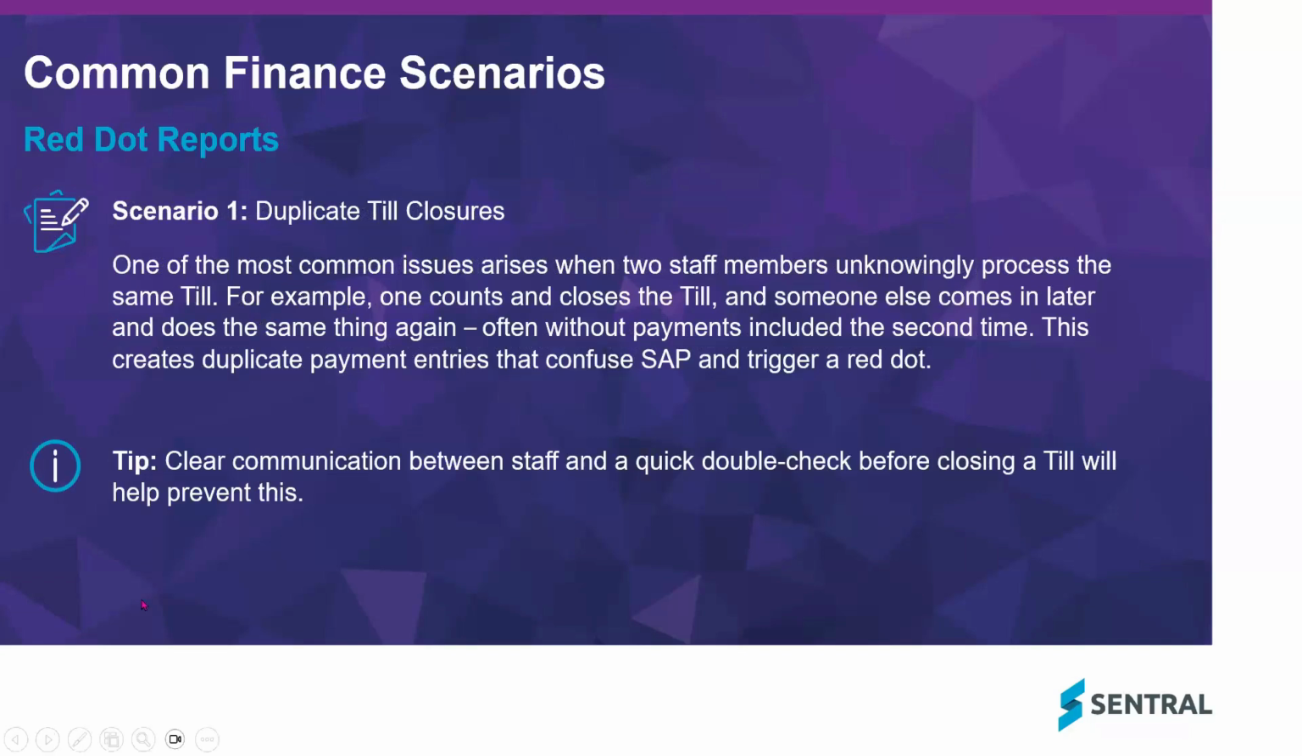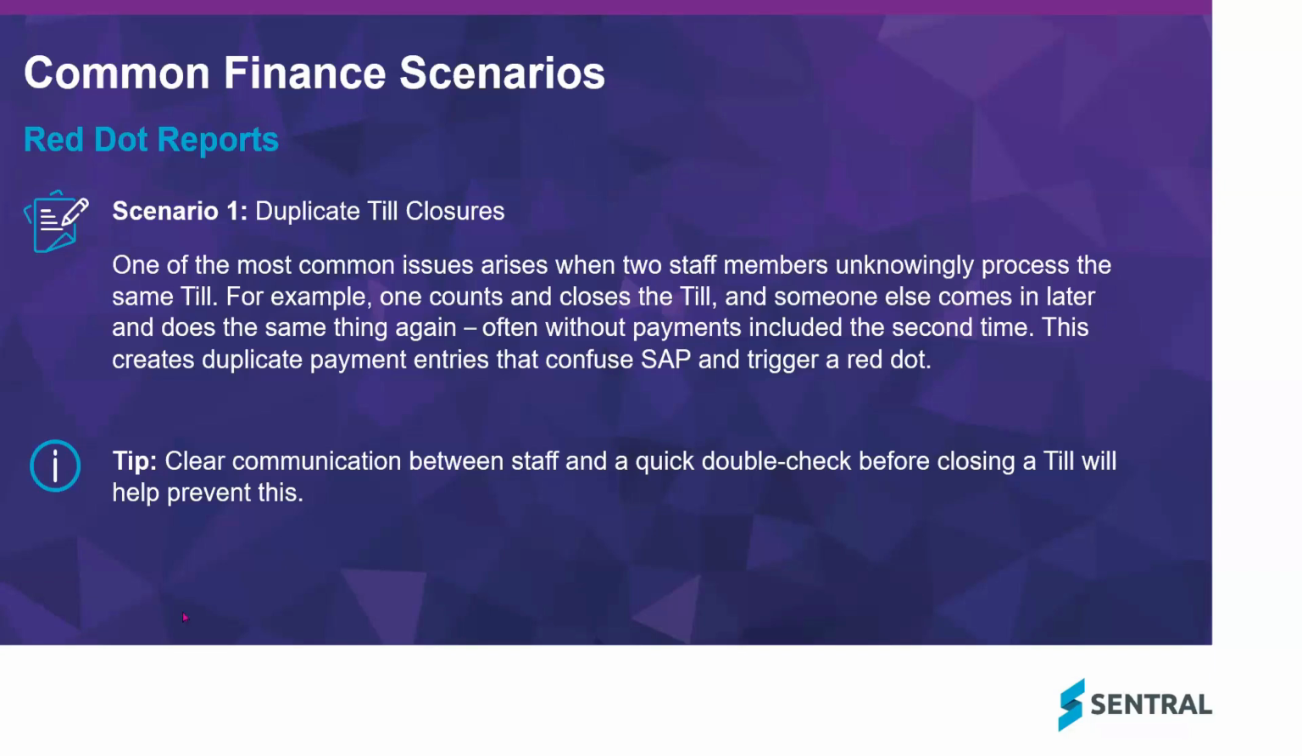First scenario that we'll walk through is one of the most common ones that we see. It usually arises when two staff members unknowingly process the same till. For example, one counts the till and someone else comes in later, they do the same thing but without the payments. It creates a duplicate payment entry and it confuses SAP and triggers a red dot.